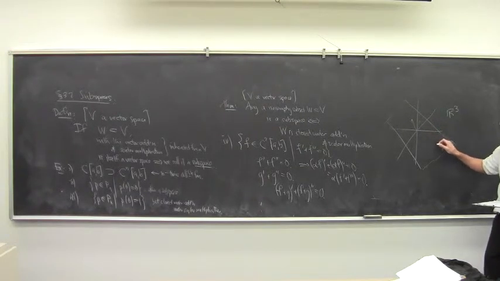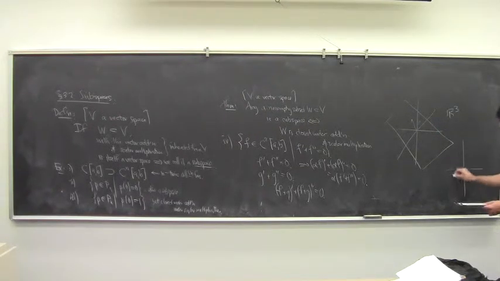Okay, what if I took something like this? The upper half plane of R2, is that a subspace? Well, if I take two vectors within the upper half plane and I add them together, am I still within the upper half plane? Sure. It's closed under addition, but if I multiply by a scalar, do I stay within the upper half plane? Not necessarily. If I multiply by a negative scalar, I leave it. So this is not a subspace.